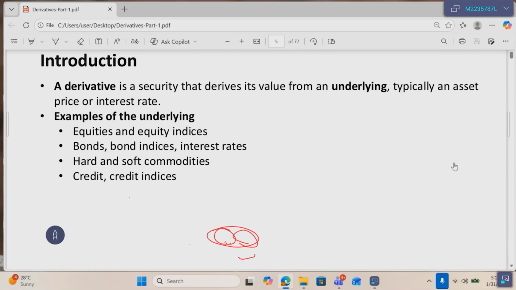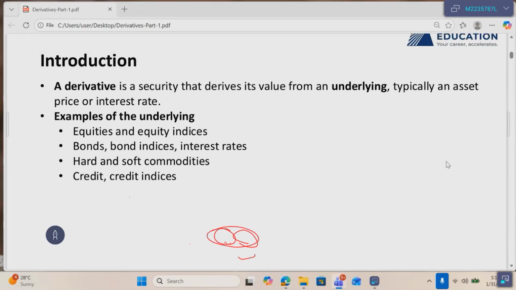Now, a derivative is basically any security, any instrument, where the instrument is deriving its value from another instrument, which is also called the underlying. Because that instrument is deriving the value from another instrument, it is called a derivative. It is deriving value from another instrument. Okay. Now, quick example.